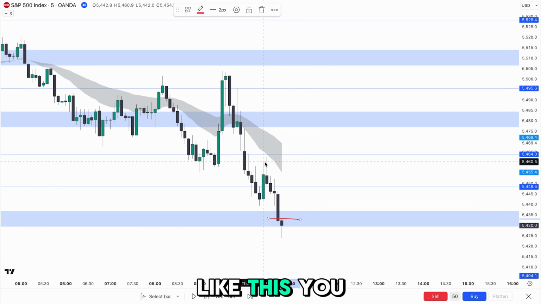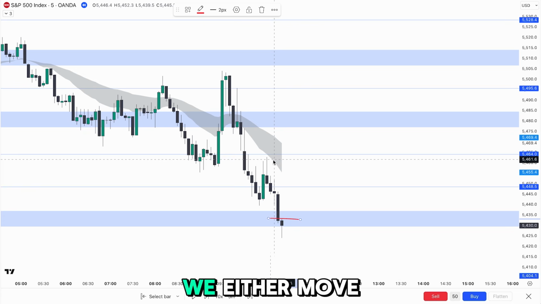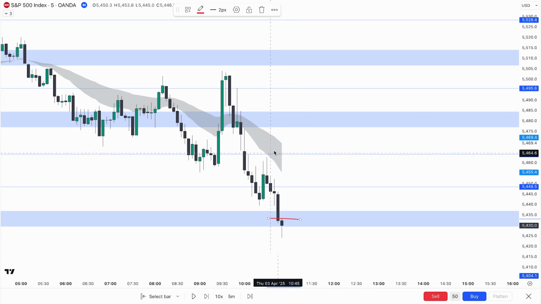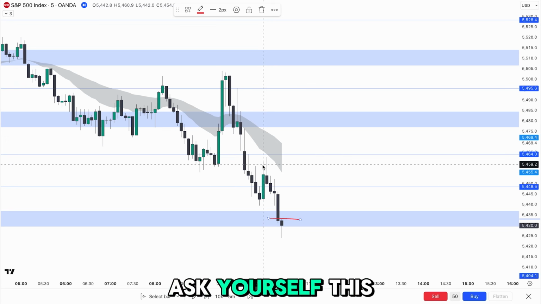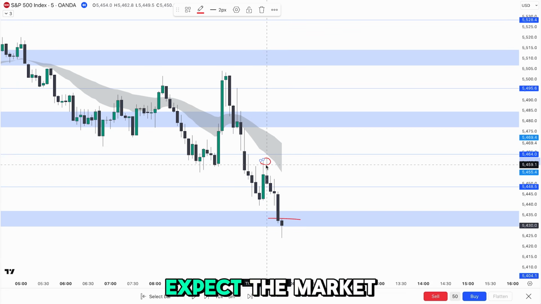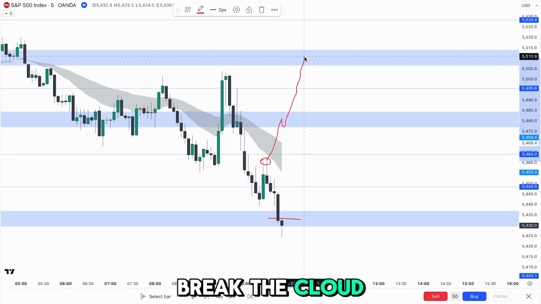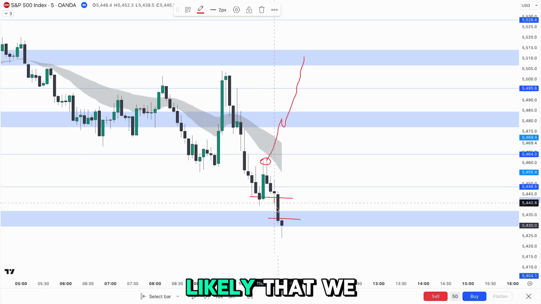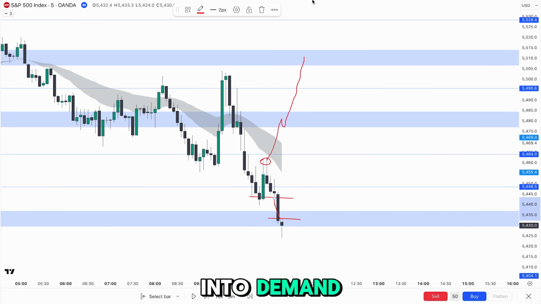Think about it like this. You have two outcomes. We either move to supply or to demand. So if you're thinking about bailing, ask yourself this. Do I really expect the market to reverse here, break the cloud, and take me out? Or is it more likely that we just drop a few more points into demand? That's right. Play the odds.